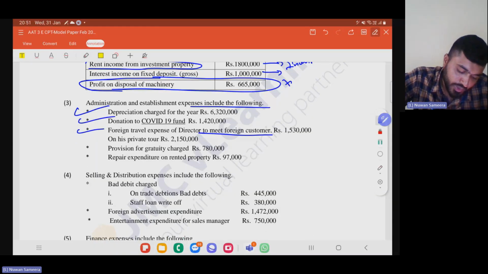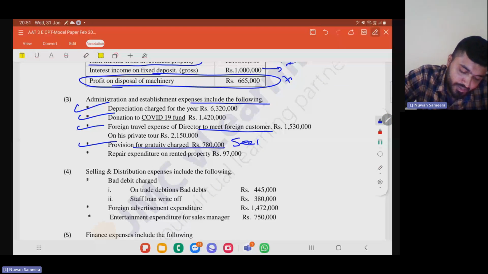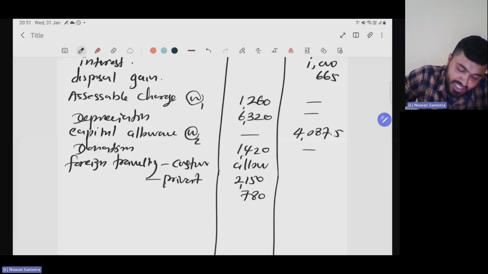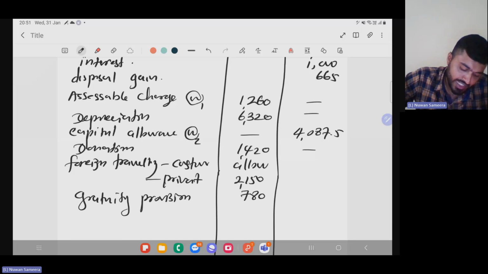So the provision for the gratuity. Any provision made for future expenses is not allowed as per section 10. You can refer to section 10 and you can see 7,080. But if an actual gratuity is paid, you can deduct that as an expense. We'll see if there is any gratuity paid. If a gratuity was paid, you can deduct that.